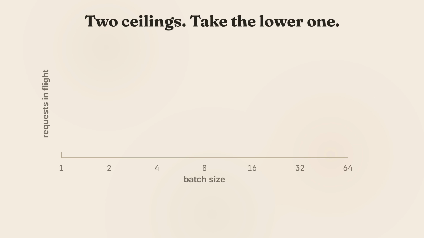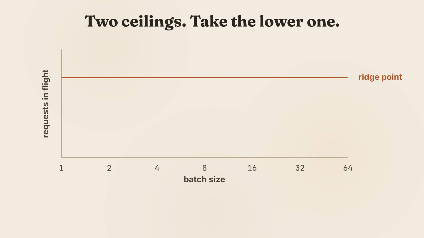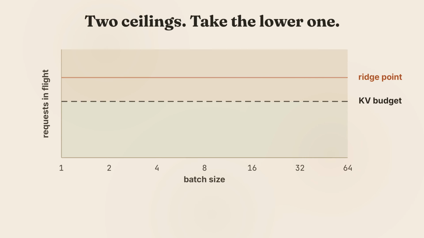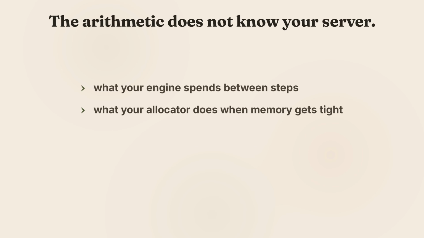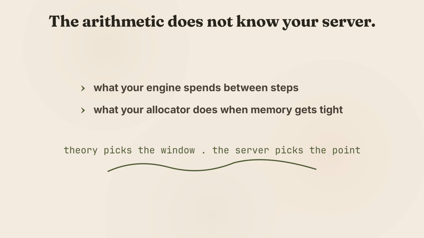So do you have to walk that blind, doubling all the way up to a few hundred? You don't. Your ridge point says roughly how many requests need to share one read of the weights before compute becomes the thing holding you back. And your cache budget says how many conversations you have room for at all. Whichever is smaller, that's the top of your window, and you test 4 or 5 points inside it. So why run it at all? Because the arithmetic doesn't know your server, and it can't see what your engine spends between steps, or what your allocator does when memory gets tight. So use it to pick where to look, and then let the server tell you which setting is really yours.